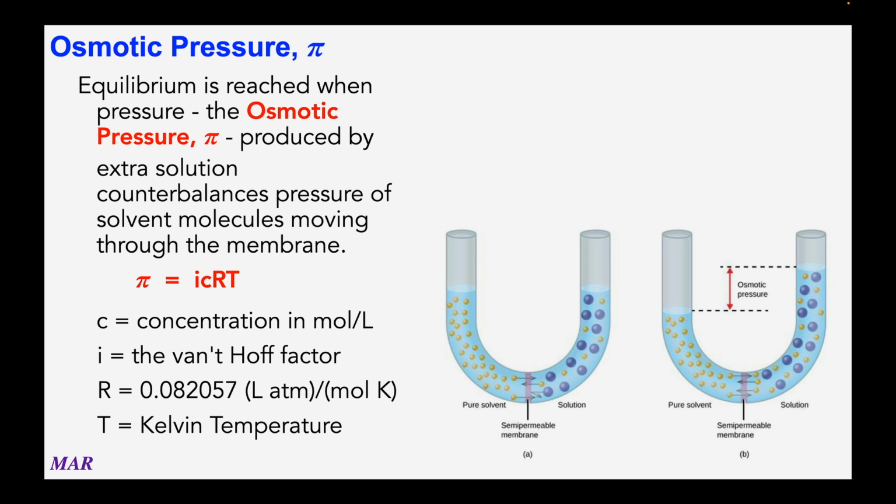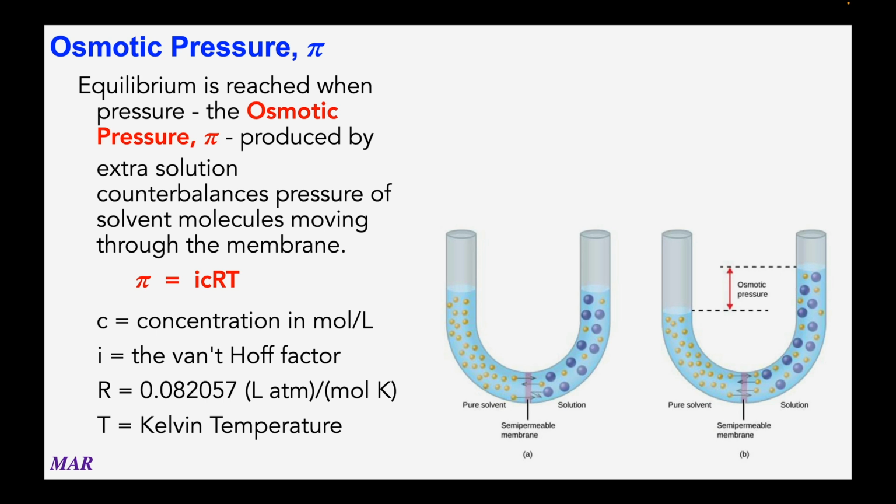But anyway, pi, the osmotic pressure, is a pressure in atmospheres, and it's equal to iCRT, where i is the van 't Hoff factor, which again is only applicable if you have an ionic compound. C is the concentration in moles per liter. We're back to molarity again, the good old king of the concentration units. R is the gas constant R, 0.082057, which is liter atmospheres per mole Kelvin, and temperature is the Kelvin temperature. And from all this, you can calculate what the osmotic pressure will be.